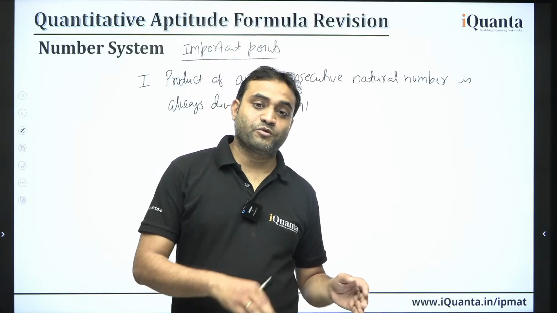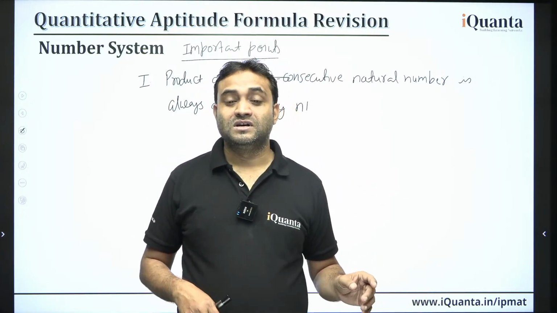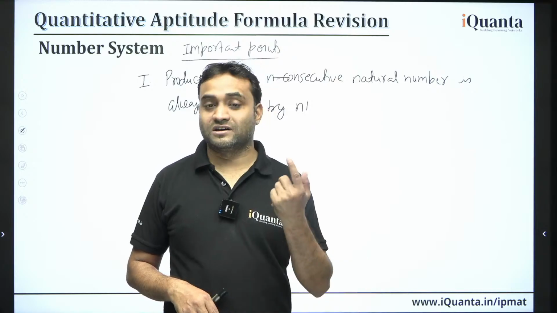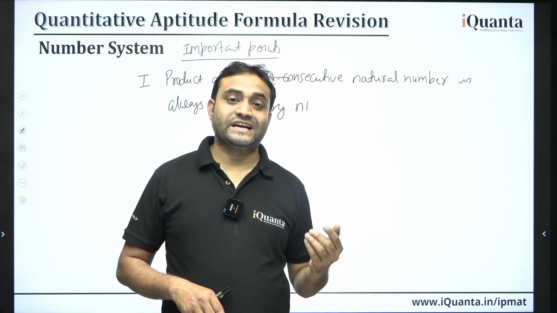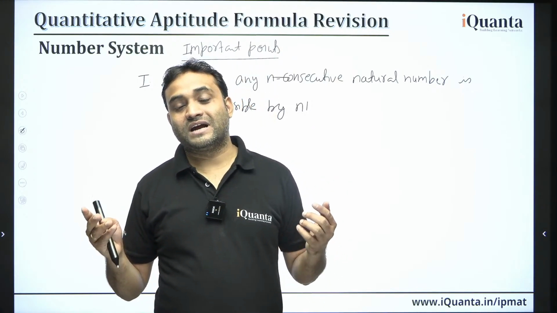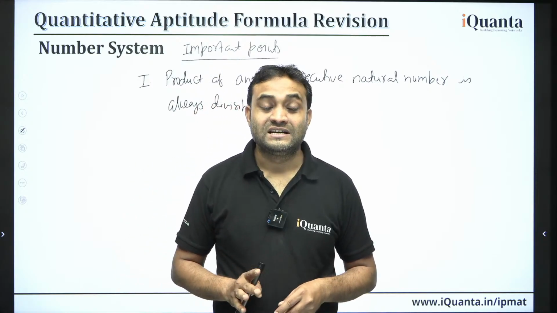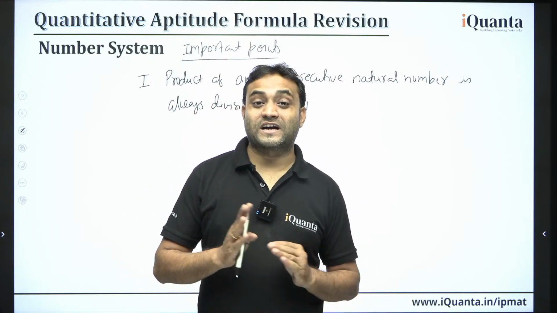If you take the product of 10 consecutive numbers, it does not matter from where you start. Let's say 17 into 18 into 19 into 20 till 26. That will always be divisible by 10 factorial, okay.